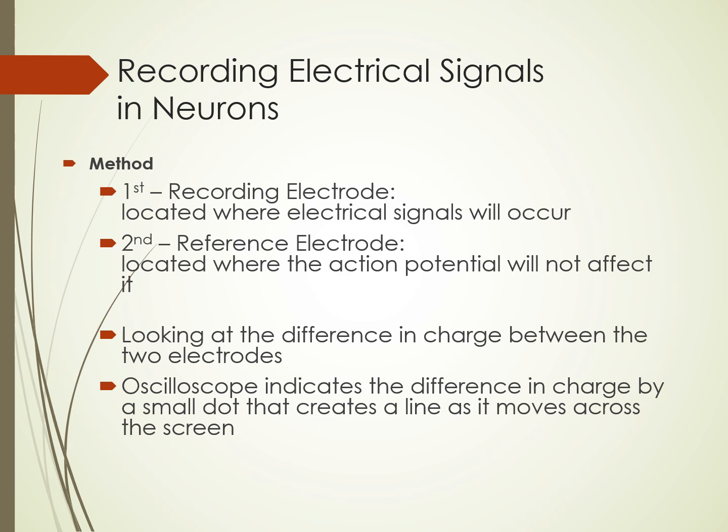We're looking at the difference in charge, and I'm going to show a picture with an oscilloscope, which is the next word down there. It's going to indicate that difference in charge by giving us a small little dot on the screen, and then as that moves across time, it'll create this line. Along the x-axis, we're going to see time moving along.